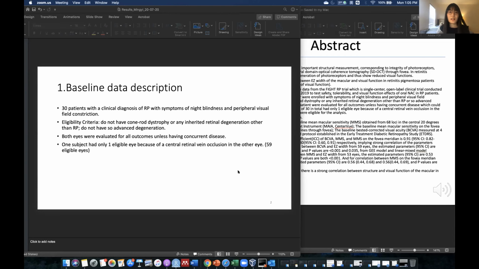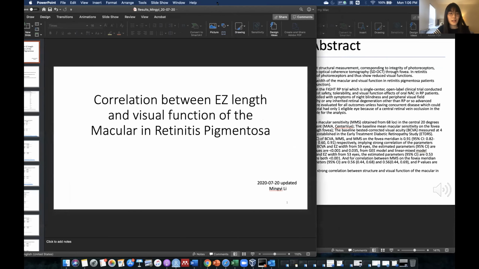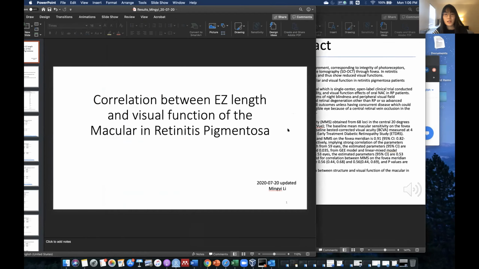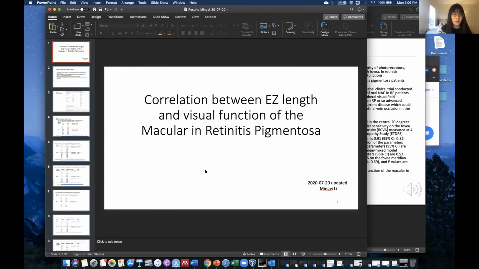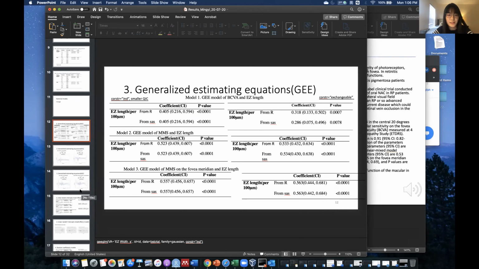So I'm now working on my thesis study under the guidance of Dr. Kong and Dr. Irvin. And I was studying the correlation between EZ volume and visual function of the macula in retinitis pigmentosa. It was a study based on the baseline data from the FIGHT-RP trial and the Wilmer Eye Institute, and some outcome parameters like best corrected visual acuity and mean macular sensitivity were used as the outcomes to measure visual function. The purpose of this study was to measure the correlation between visual function and visual structure using different parameters. And generalized estimating equations and linear mixed models were used to perform the analysis.